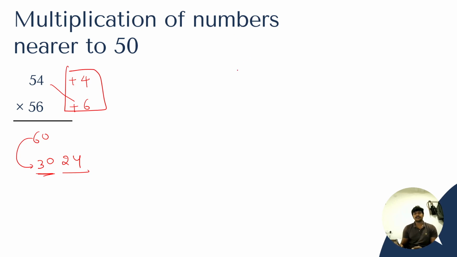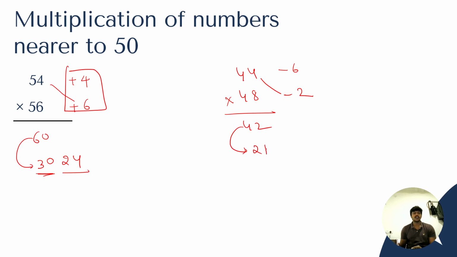For the second part, simply multiply these extras. 4 times 6 is 24. This will be your answer. Now, one more time. Let us take 44 and 48. How are you going to multiply? This number is actually 6 less than 50 and this number is 2 less than 50. Take the cross difference, 42, halve it, 21. That will be the first part. For the second part, multiply these extras, 6 times 2 is 12. That will be your final answer.